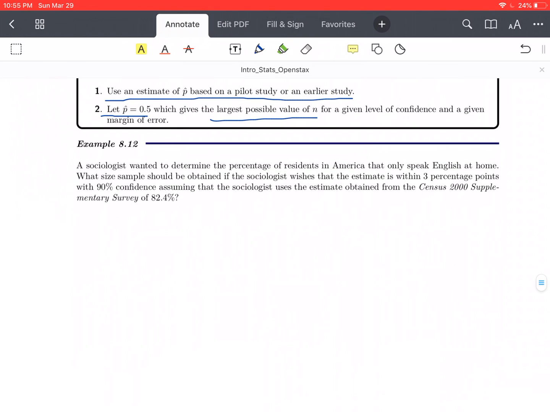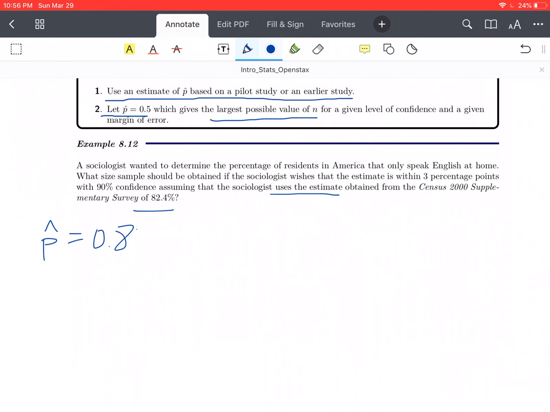A sociologist wanted to determine the percentage of residents in America that only speak English at home. What size sample should be obtained if the sociologist wishes that the estimate is within 3 percentage points with 90% confidence, assuming that they are using the estimate obtained from the Census 2000 supplementary survey of 82.4%? So the first key here is they're using the estimate of 82.4%. That tells us p-hat is 0.824. In this case we are using a previous study's value of p-hat.